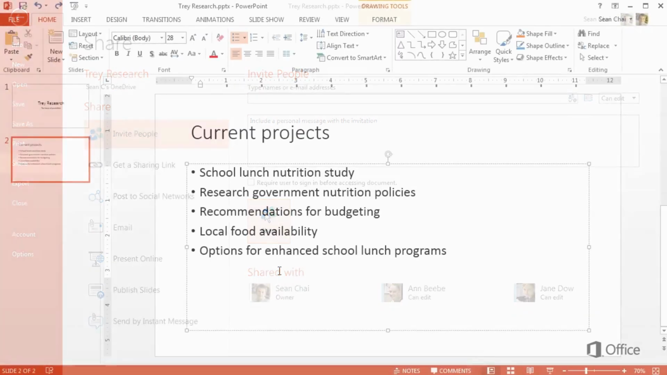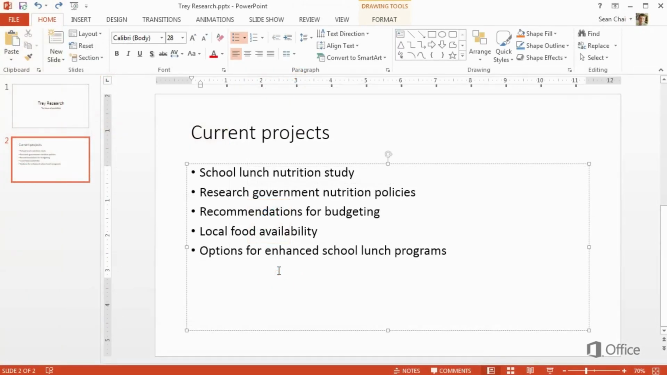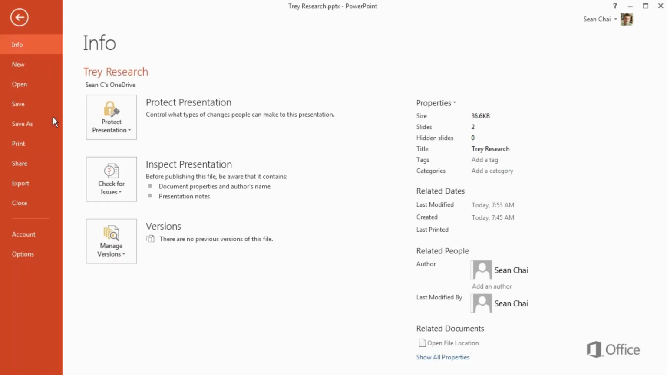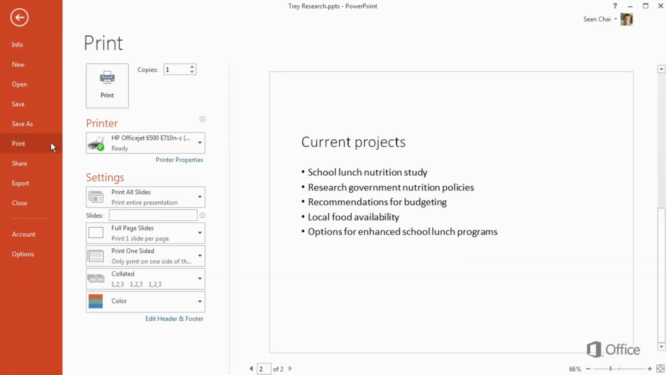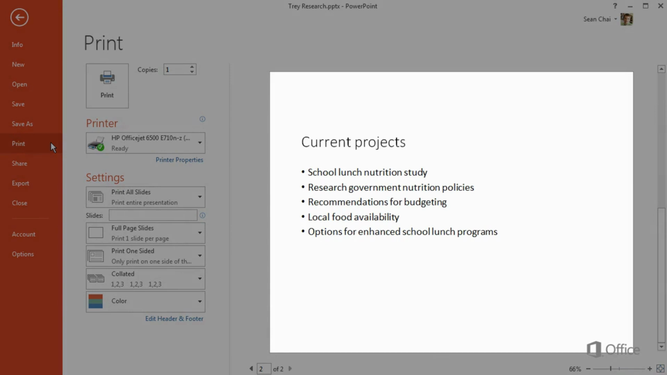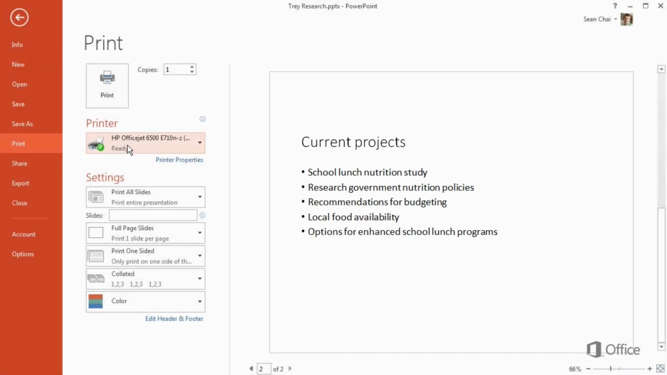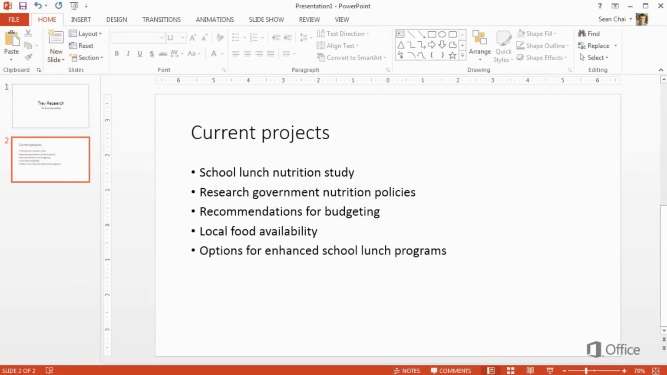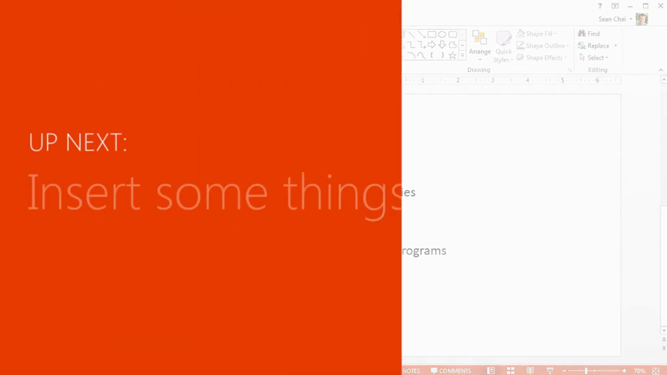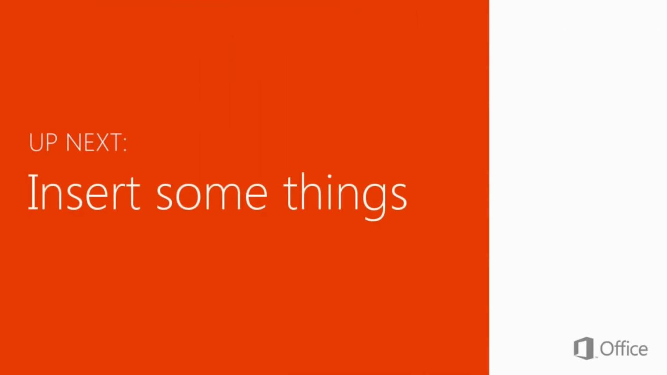After you save your presentation, you can keep working on it if you want, but remember to save it often so you don't lose any new work. If you want to print your presentation, click the File tab to go to the Backstage and click Print. You can see a preview of how it will look after it's printed. Select a printer here, then click Print. However, before we do any printing, we need to finish the slides. Up next, we'll insert some things in the presentation.